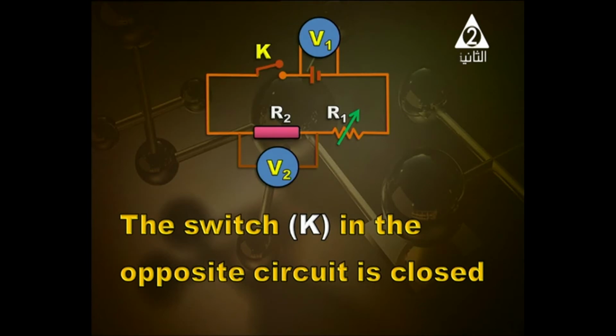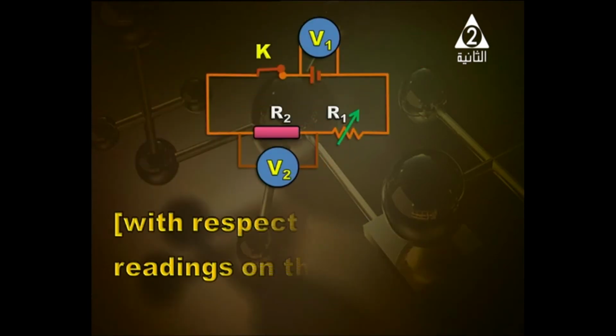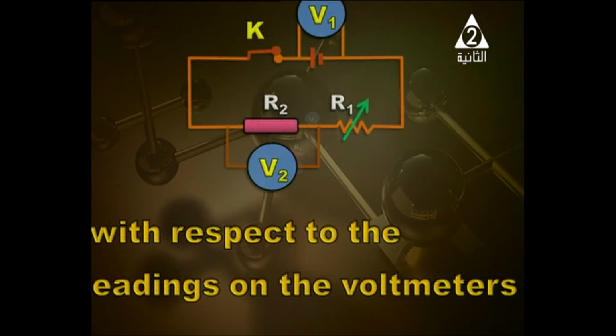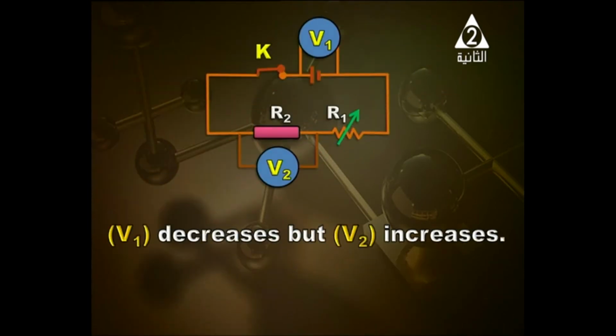V1 decreases, but V2 increases. V1 decreases, V2 increases. Okay, we want you, of course, to say what will happen to the readings of the 2 voltmeters. So V1 decreases, but V2 increases.